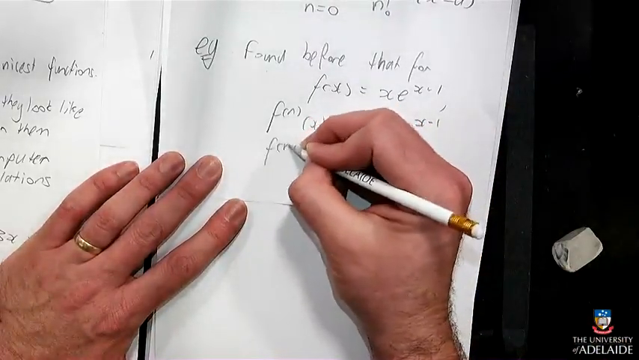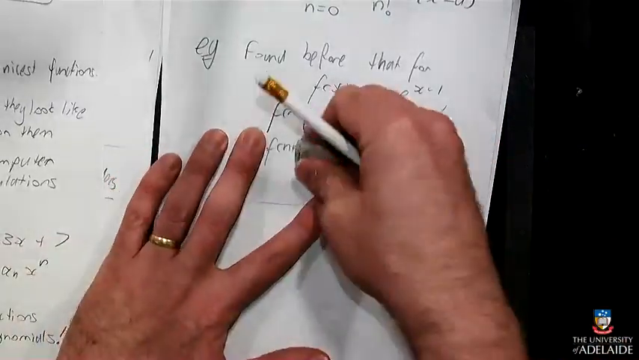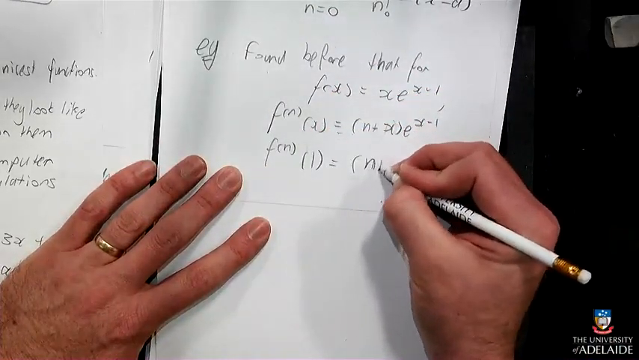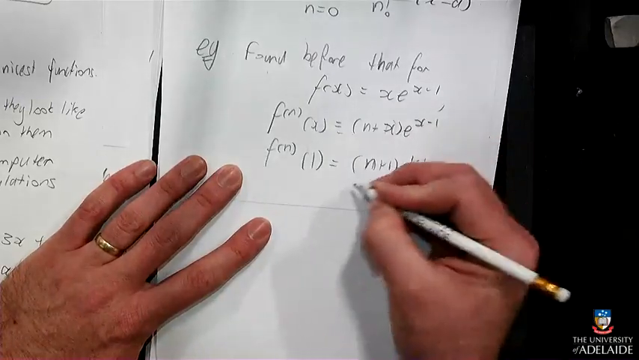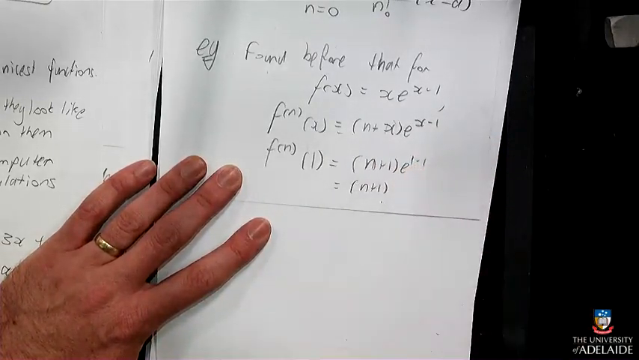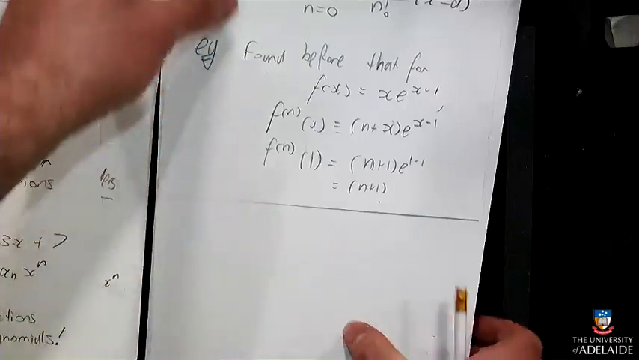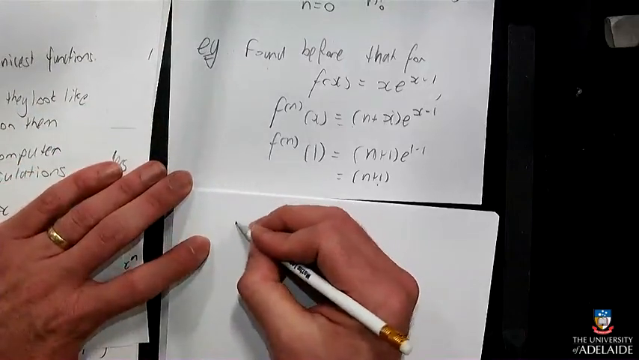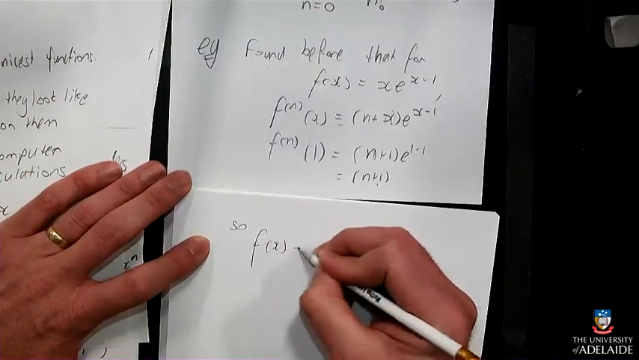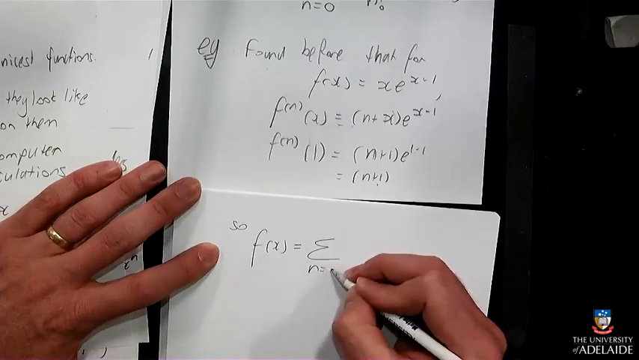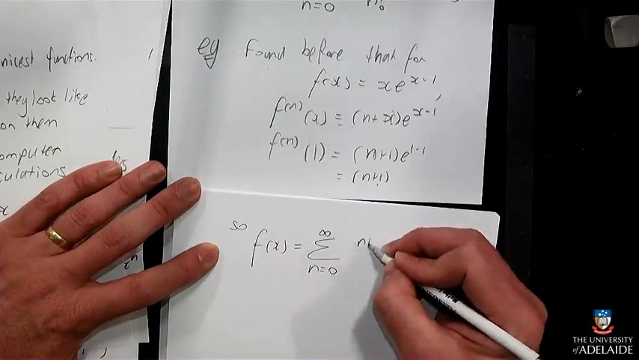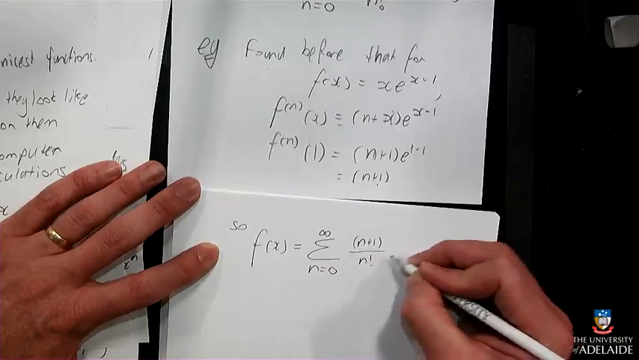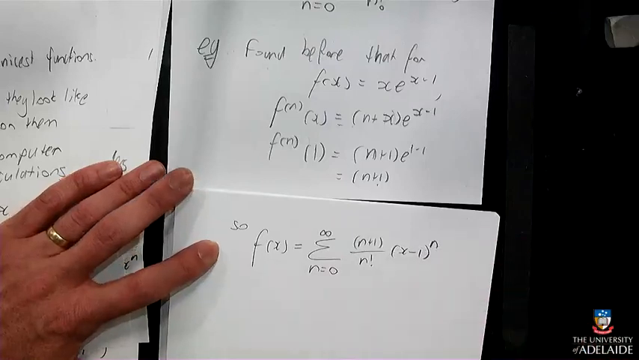So f of n plus 1, sorry, not 1, n plus 1. f^(n)(1) is 1 times n plus 1 times e to the 1 minus 1, which is just n plus 1. And so f of x is actually the sum from n equals 0 to infinity of (n plus 1) over n factorial times (x minus 1) to the n.